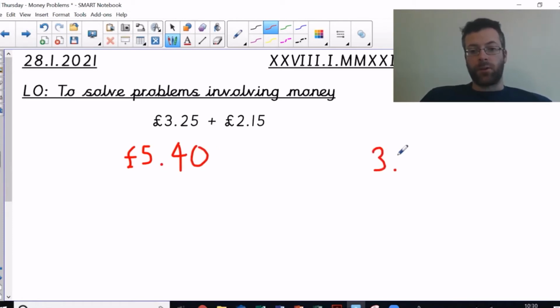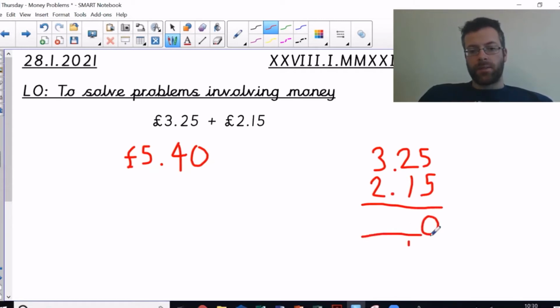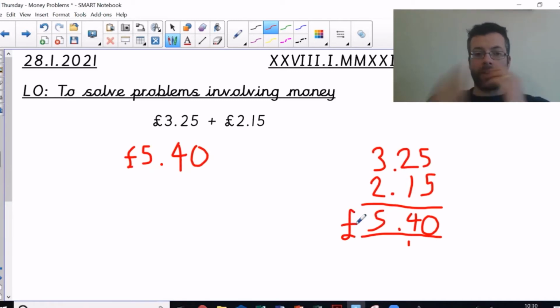Some of us might use a formal written method, making sure that we put our decimal points in the right spots. Okay, so 5p add 5p is going to be 10p. These 2 tens add 1 ten plus that one is going to be 4 tens. And then we've got £3 add £2 is £5. £5.40. Nothing wrong with that.